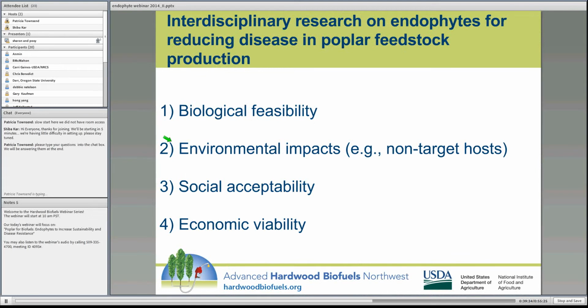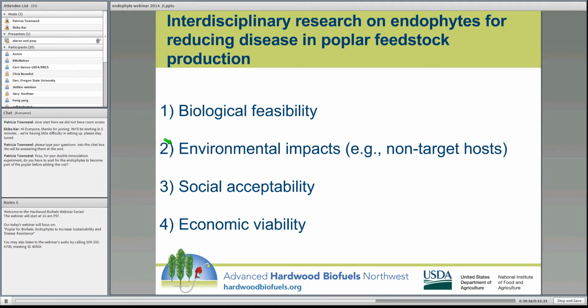Okay, in addition to biological feasibility, there are several other criteria that are important for thinking about this. A second is environmental impacts. Now, let's say we find an endophyte, a fungal leaf endophyte that is very effective against rust pathogens, both in the greenhouse and in plantations.